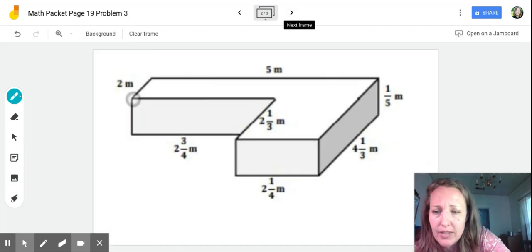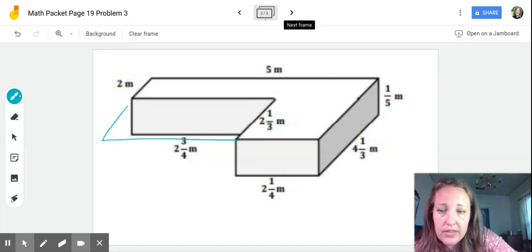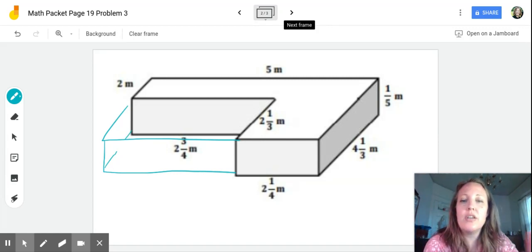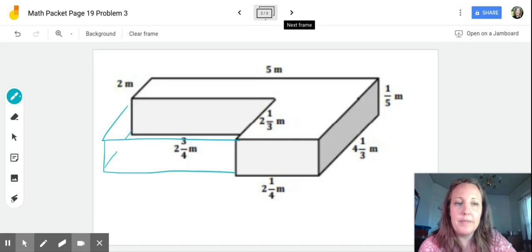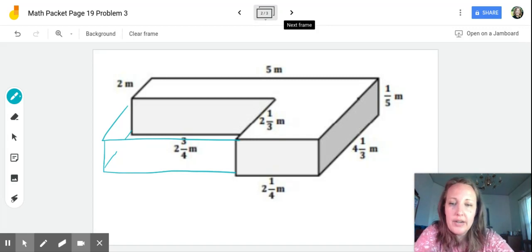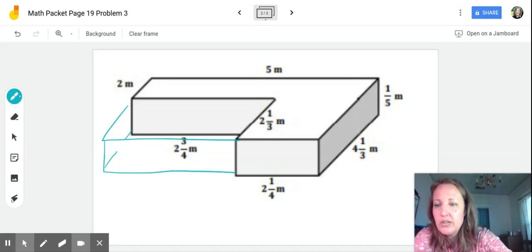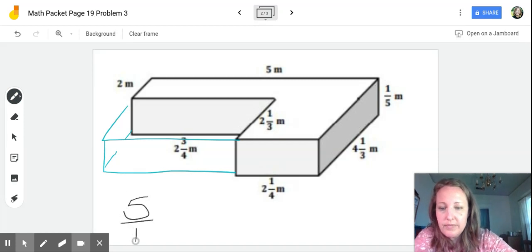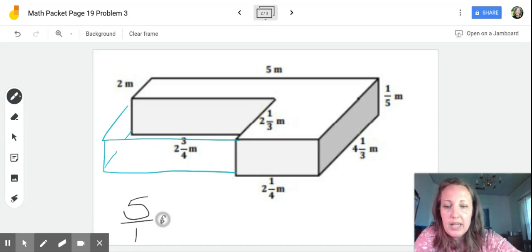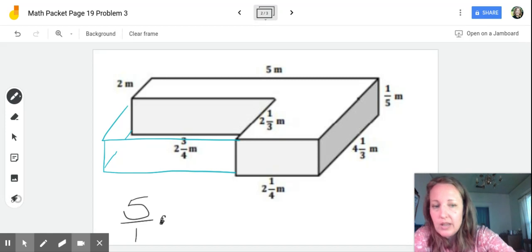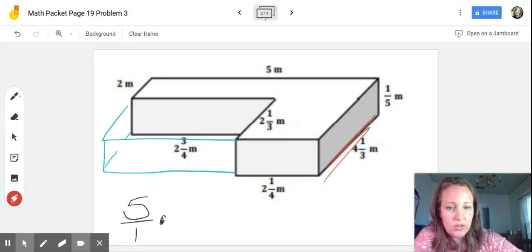Okay, so I'm going to draw this back. This is the piece that I'm adding in my mind, as if it was a whole rectangular prism, right? For this one, our base goes along here, and that is the same as this value right here, which is 5 meters. So I know I have to multiply that 5 meters, which I'm going to make 5 over 1, by my width. For my width, I'm going to use 4 1/3 meters.